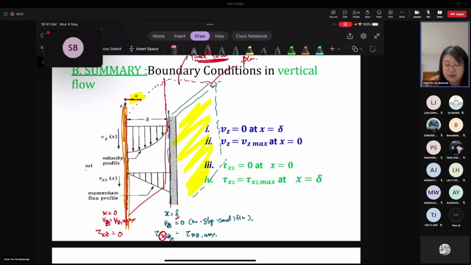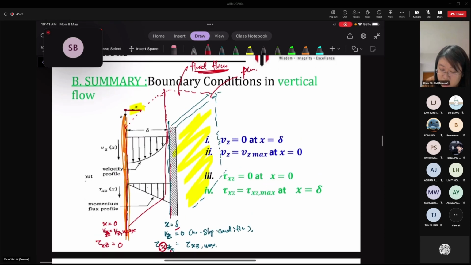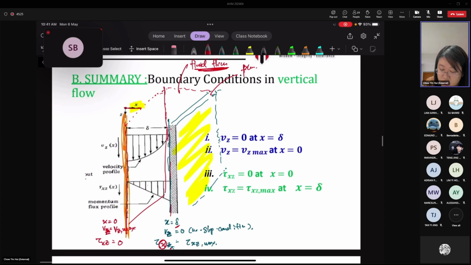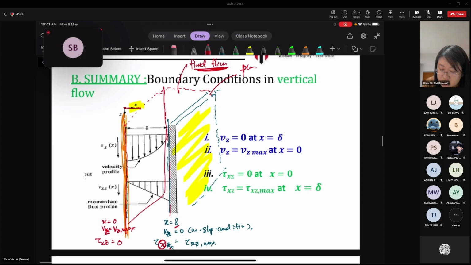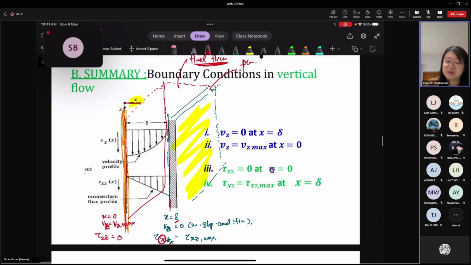Okay, let me see. Let me check something here. At x equals 0. Okay, yeah, it's correct. The summary here is correct. I was checking and the summary should be correct.